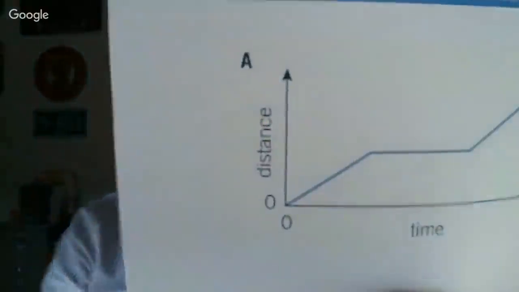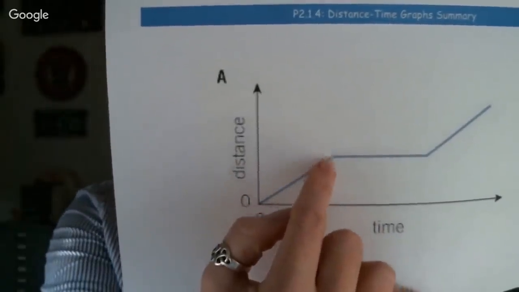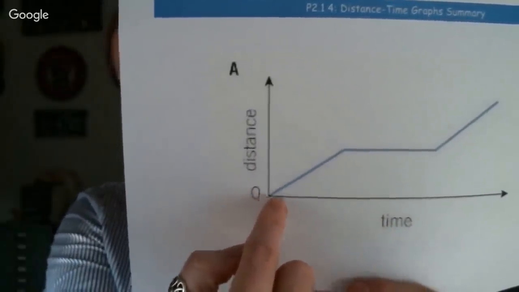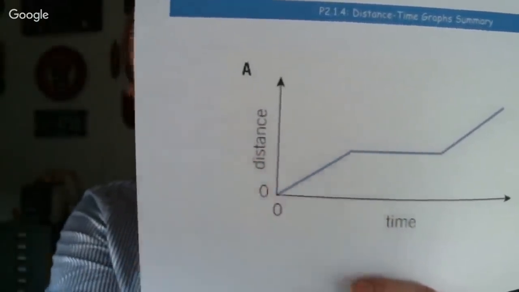If it's a curved line, then it means it's moving at a changing speed. And if you need to work out the speed at all, it's just the gradient of the line. So if they wanted you to work out the speed of this part, all you do is work out the difference in time, the difference in distance, and then do distance divided by time. And then you've got your speed there nice and easily.